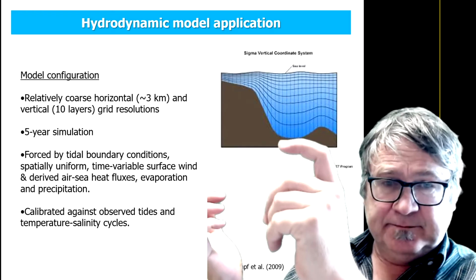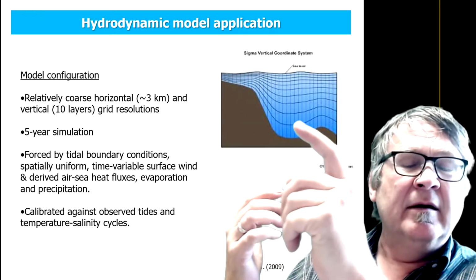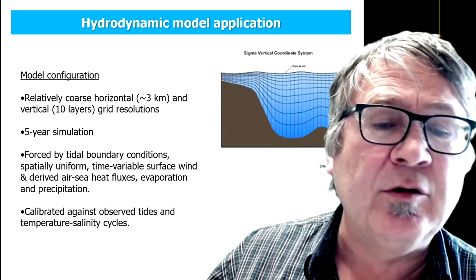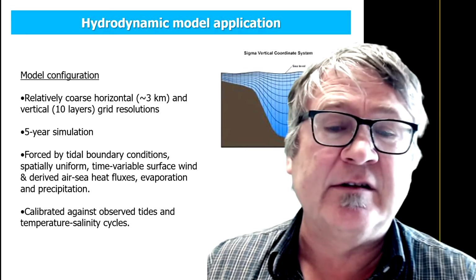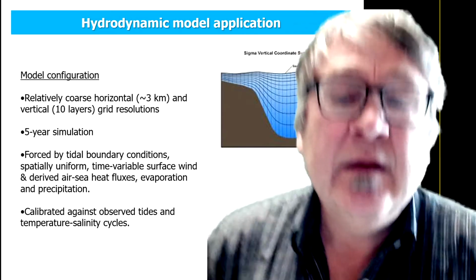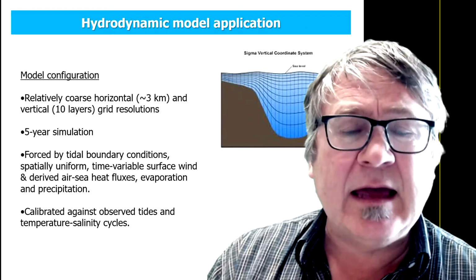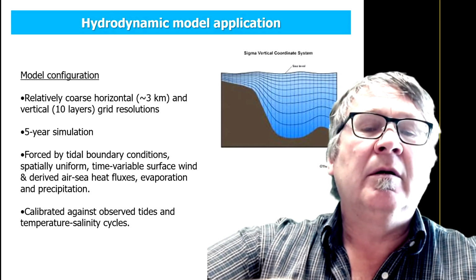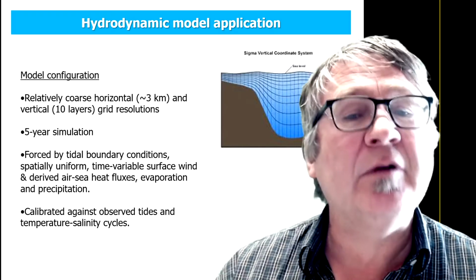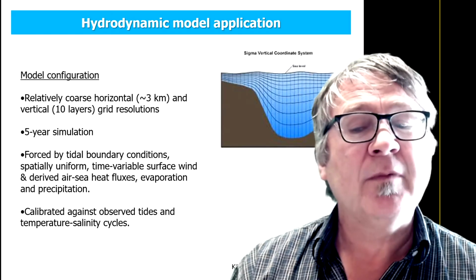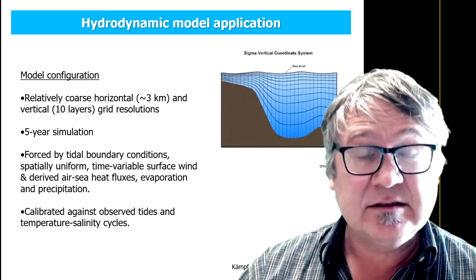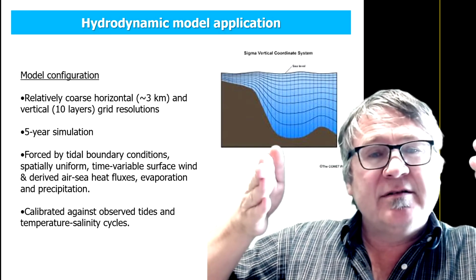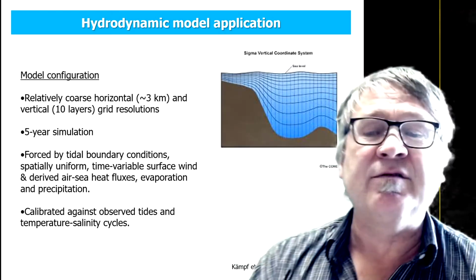It has 10 layers, and if you have sloping bathymetry, you can see that the grid that you use is actually adjusted to the shape of the seafloor. And it's relatively coarse, so that we're able to do a multi-year simulation. Simulation time is 5 years, and the model includes tides. Tides are prescribed at the lateral boundaries and predicted inside of the model domain.